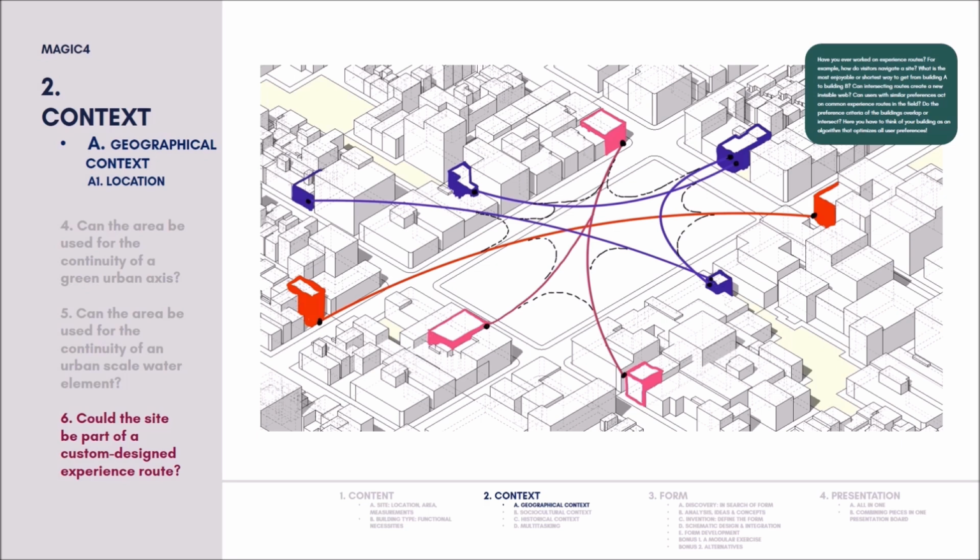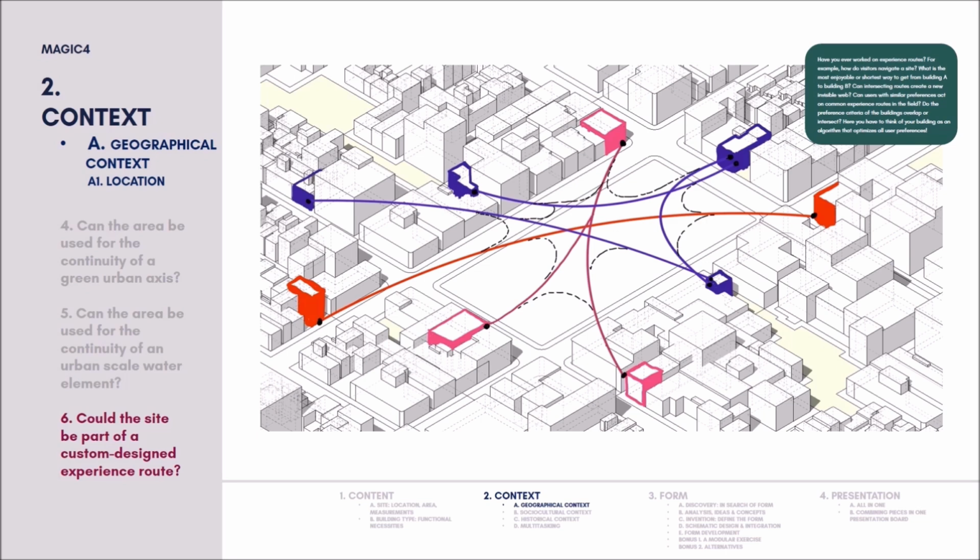A1. Location. Question 6. Could the site be part of a custom-designed experience route? Have you ever worked on experience routes? For example, how do visitors navigate a site? What is the most enjoyable or shortest way to get from building A to building B? Can intersecting routes create a new invisible web?